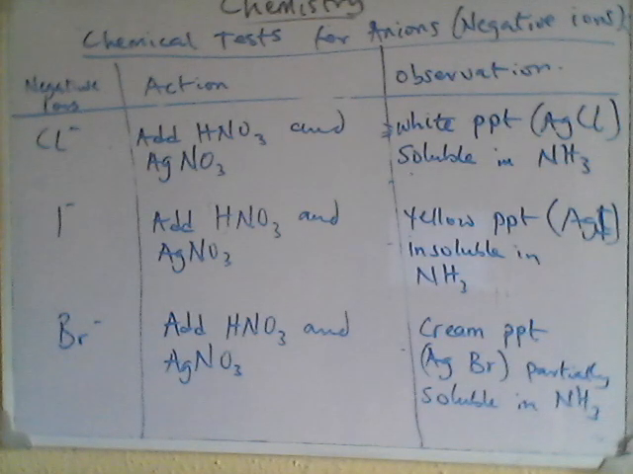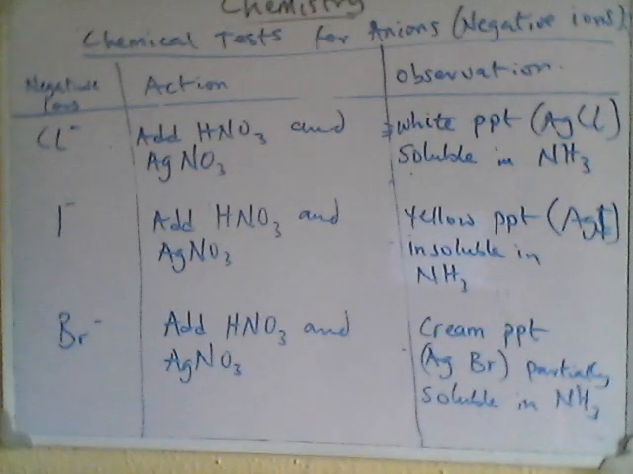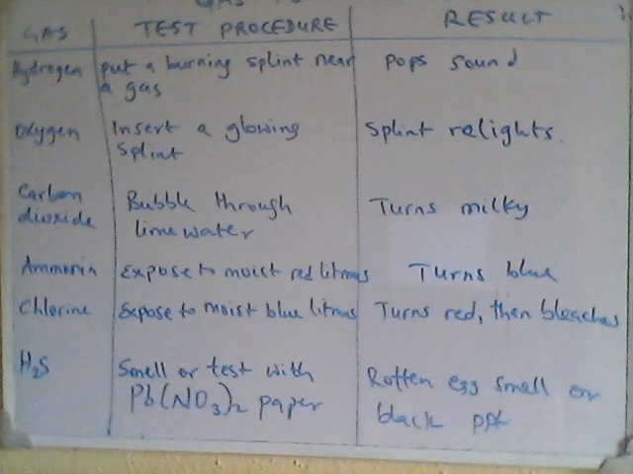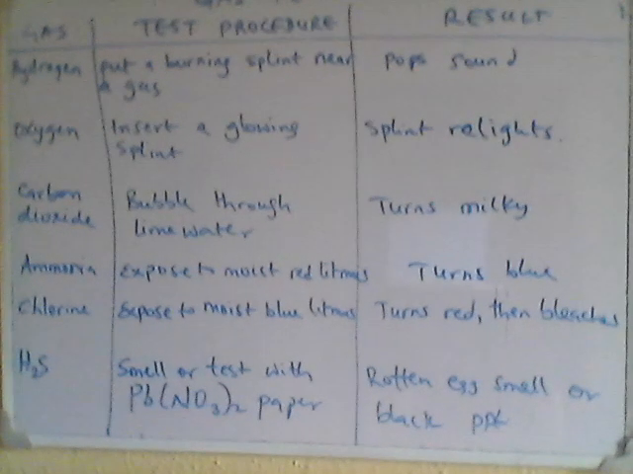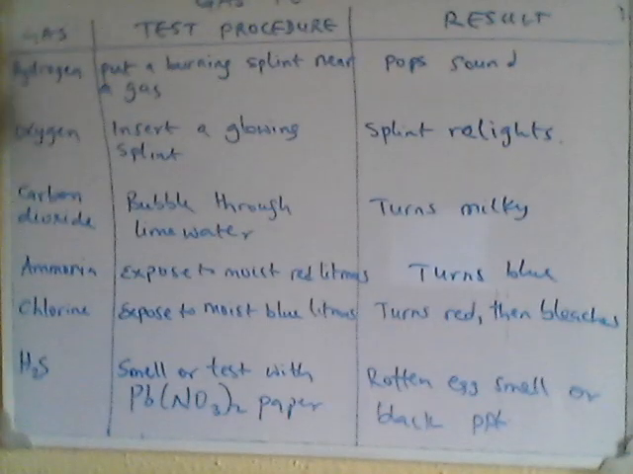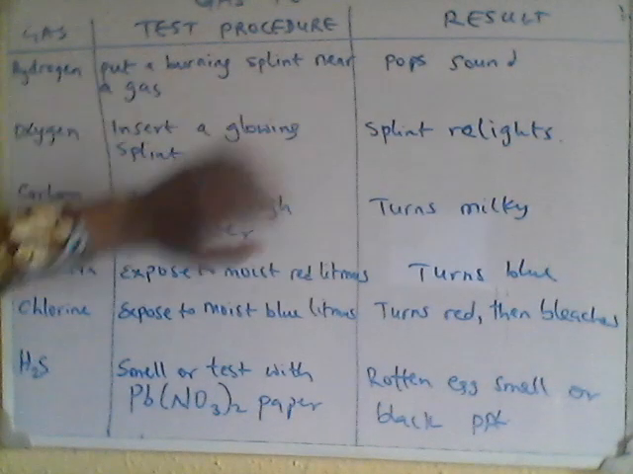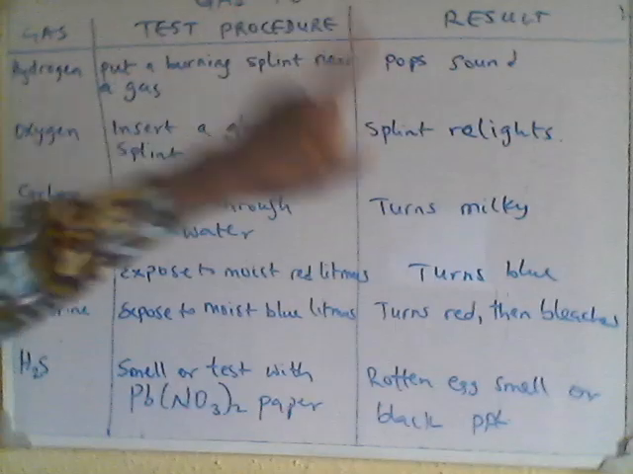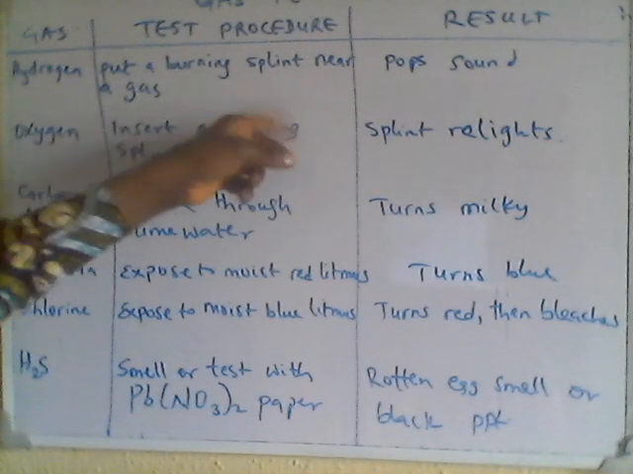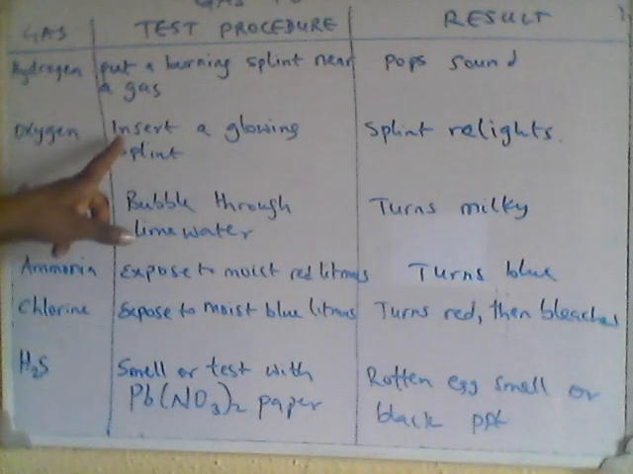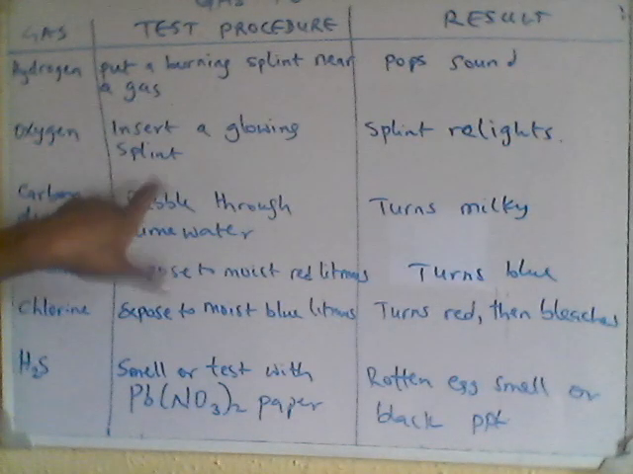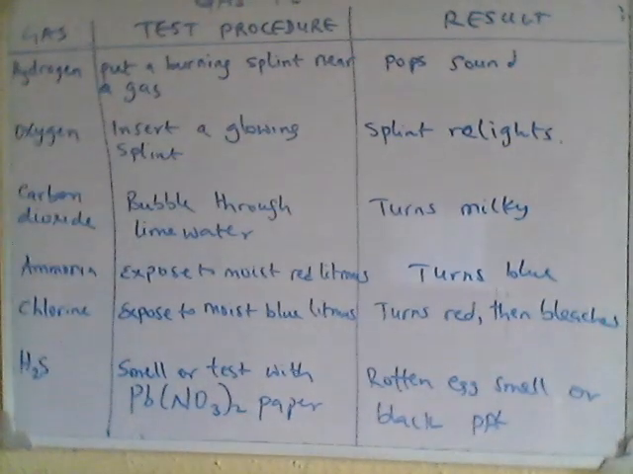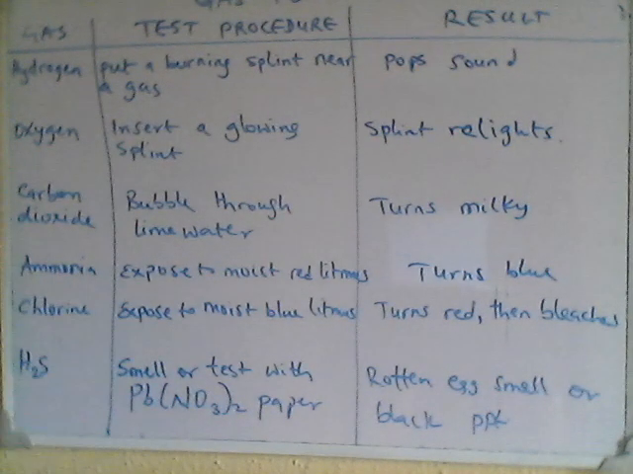The next one we go to is the gas test. So let's see how the gas test is conducted. Okay, so we have gas tests, different gases. If we have hydrogen gas, for instance, test procedure: if you put a burning splint near the gas, there's a pop sound. For oxygen, if we set a glowing splint, that is something that is about to start catching fire, the splint relights, showing the presence of oxygen. Oxygen supports the burning of substances.